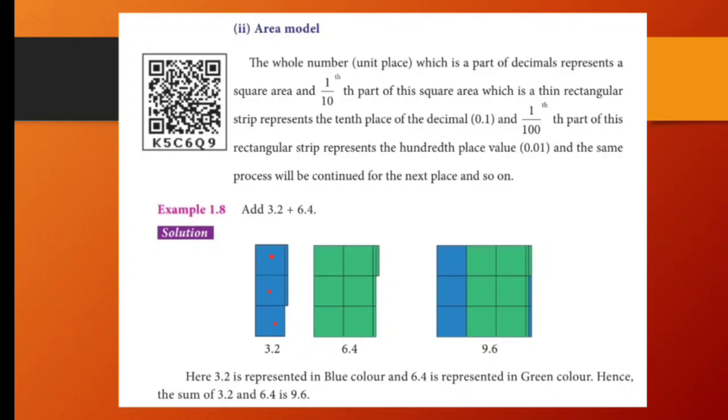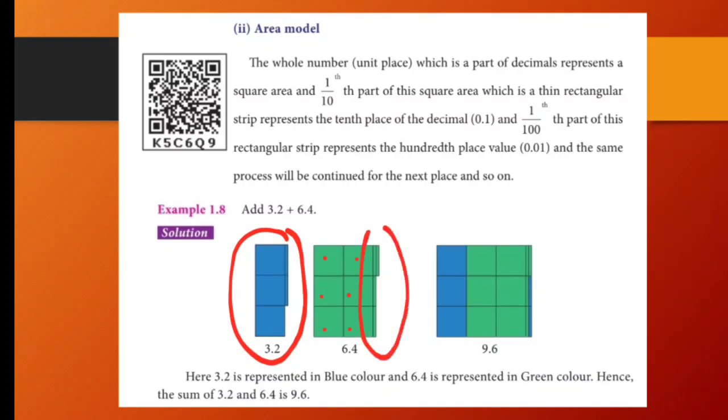Okay, next we have thin stripes, 2 thin stripes. So 0.2. So 3.2 is this figure. This one represents 3.2. Likewise, the second picture is 6.4, which represents 1, 2, 3, 4, 5, 6, the 6 whole number part and 1, 2, 3, 4 thin stripes. So 6.4. Now we have to add these two strips.